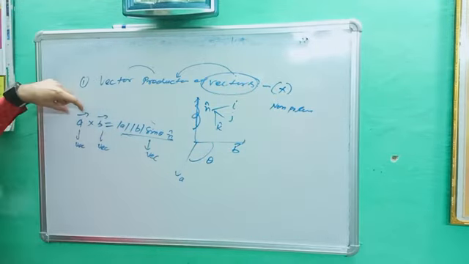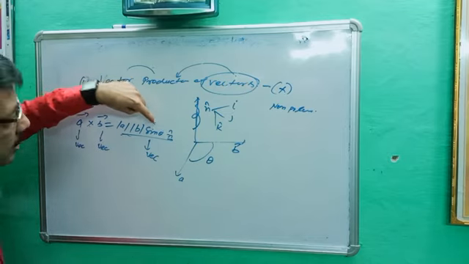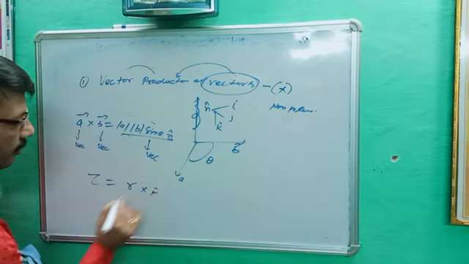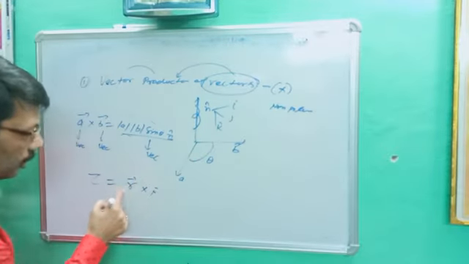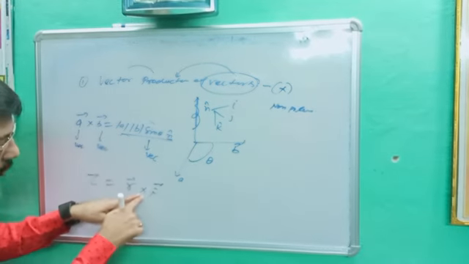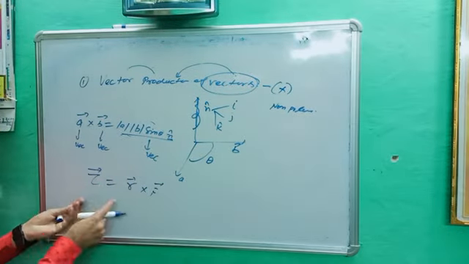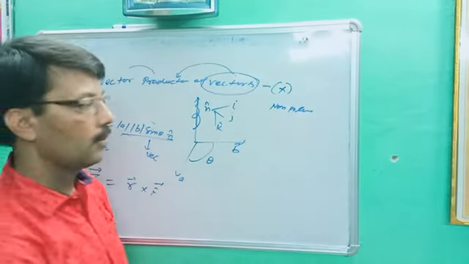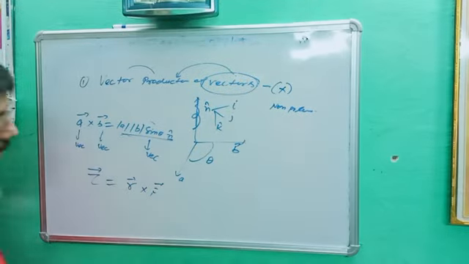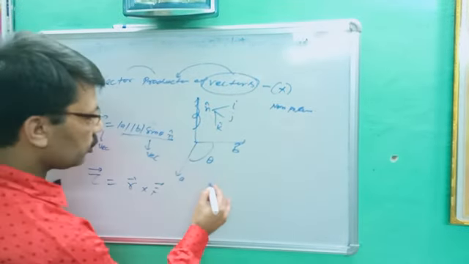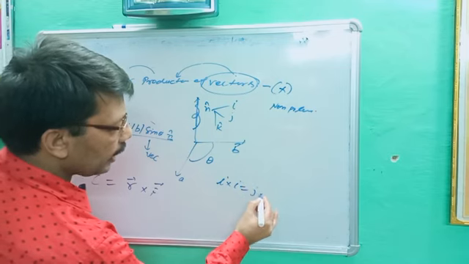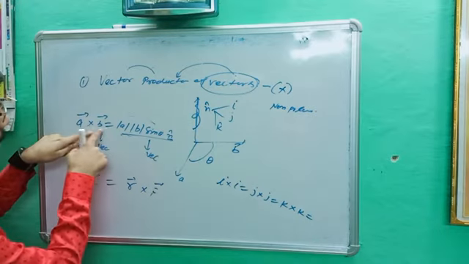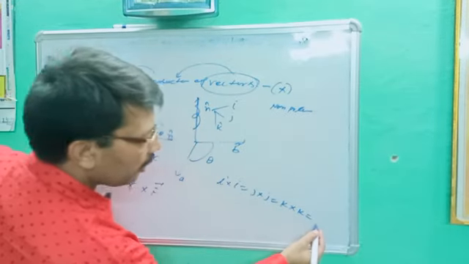So this is the formula: A cross B is equal to mod of A, mod of B, sin theta, and here n cap. And an example: torque is equal to r cross F. You can see here, r is a displacement vector, force is a vector, and you put the cross, you will get torque. Torque is again a vector quantity. This is called vector product of vectors, and it is known as cross product. Okay, now what will be the values? i cross i is equal to j cross j is equal to k cross k is equal to what do we get? i cross i, it means i and i have an angle 0 degree.